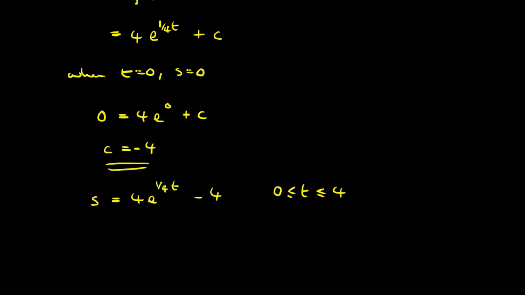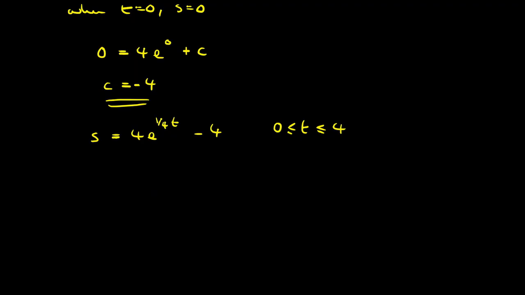Okay. Well, then that means we should actually be able to find out the displacement when t is equal to 4. So we could say when t is equal to 4, the displacement s is going to be equal to 4e to the power of a quarter times by 4, which is 1, minus 4. The displacement will be 4 bracket e minus 1 at that point.